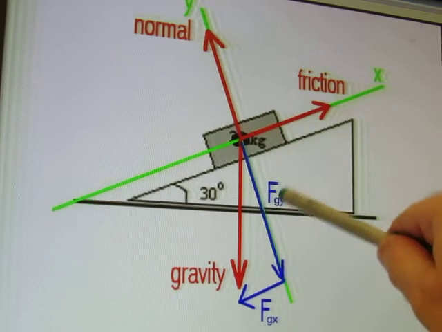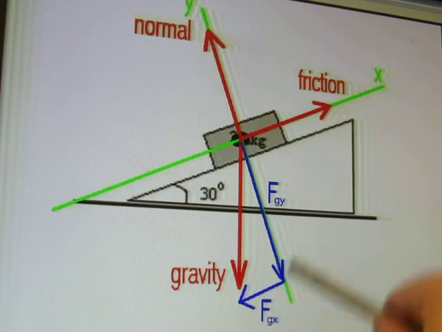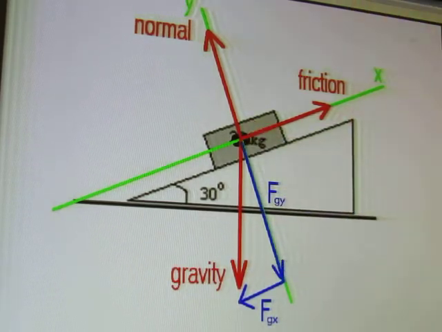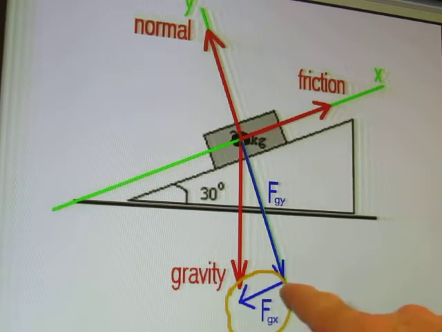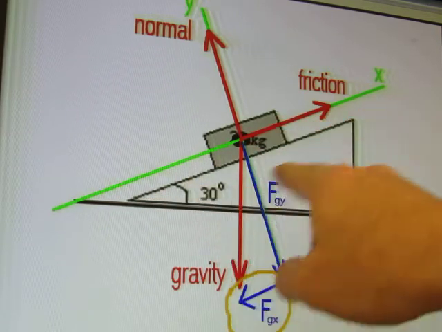These are the two things that we are going to use. We're going to break gravity up into an x component, which is horizontal to the x-axis, and a y component, which is along the y-axis. And that's what we're going to use for ramps. This component right here, the x component, remember, you can draw vectors anywhere on a diagram. That component of gravity is exactly what is responsible for the box sliding down the ramp.